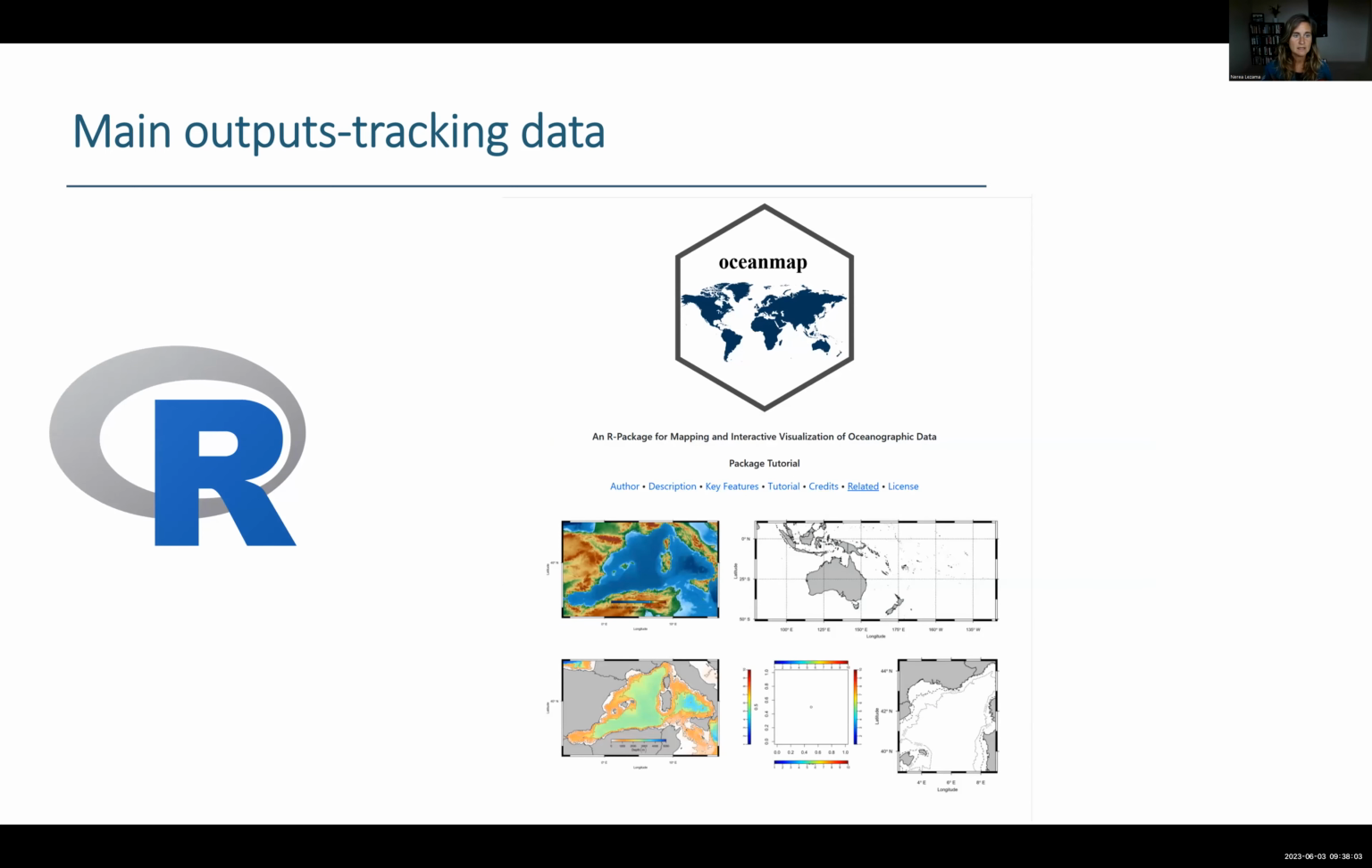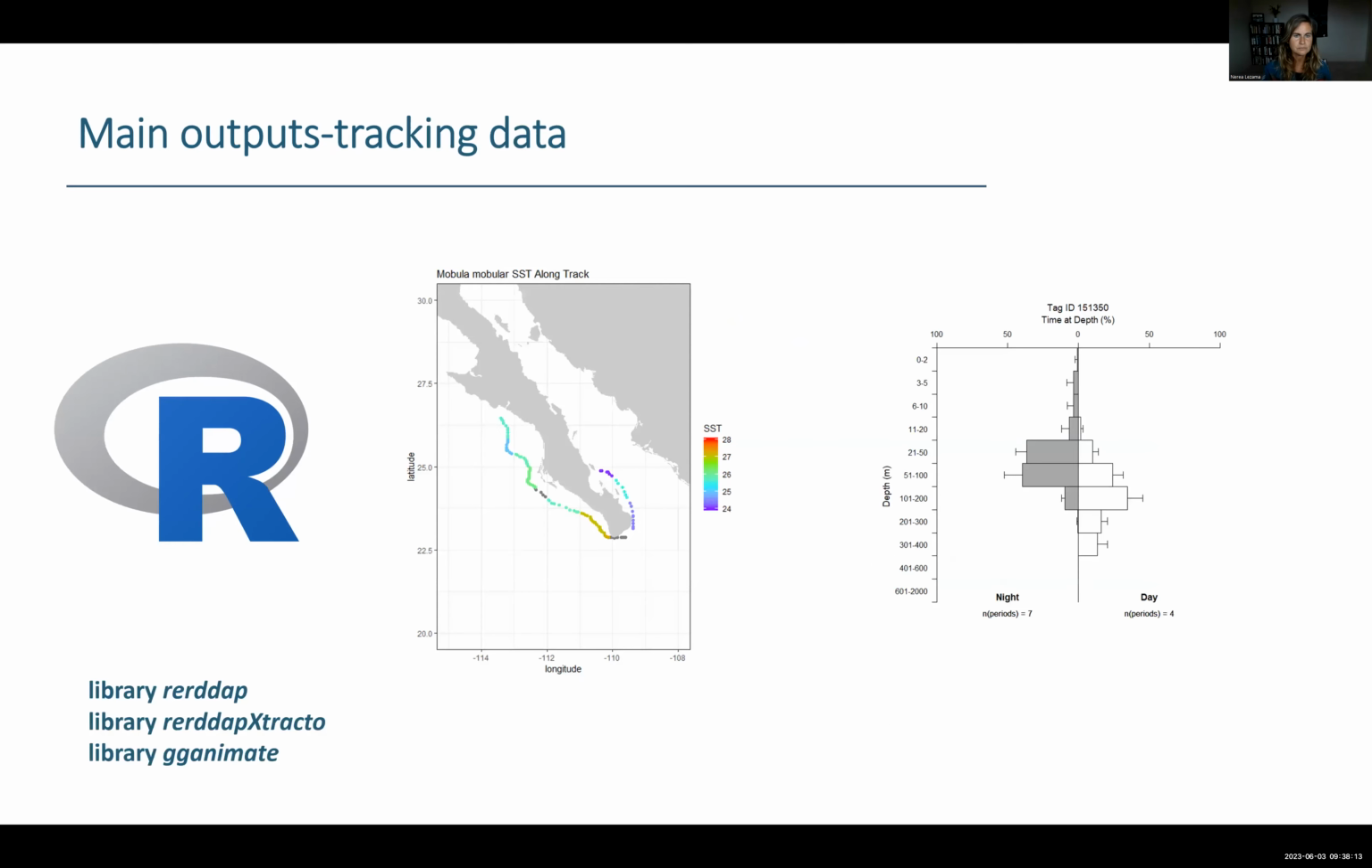He also created this other library called OceanMap that is very simple, but it's only to create maps with raster environmental data and try to overlap information with the tracking data. And again, using the libraries Extracto, ggAnimate, and RedTap, we can also get the connection between the tracking data and environmental data. So for example, this is an example of our Mobula mobular in Baja California.